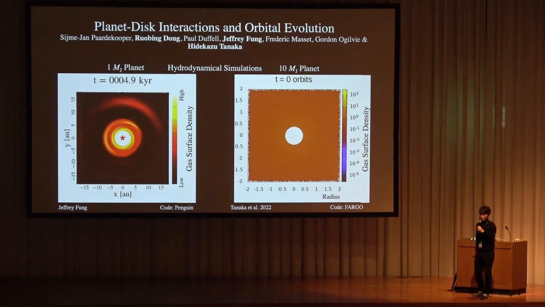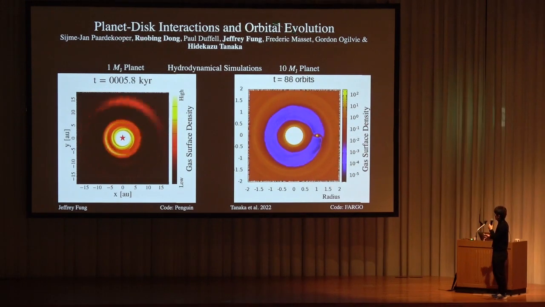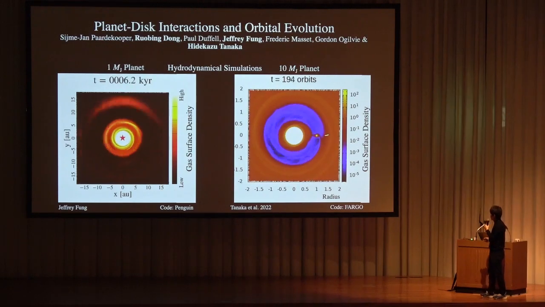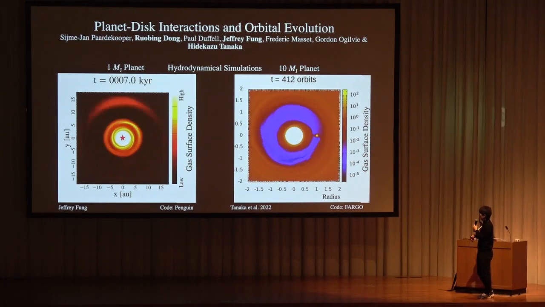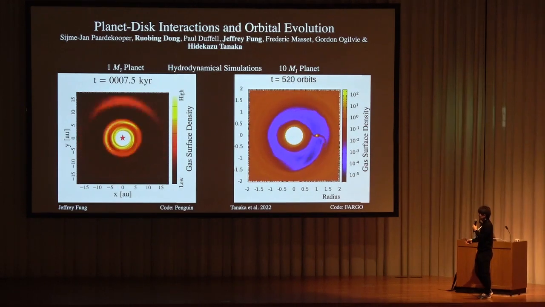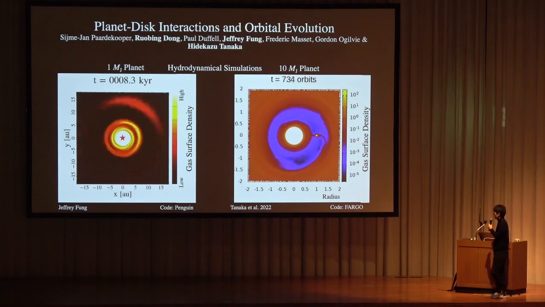They're not the only features, though. Sometimes you get additional features. So in the example on the right, the planet mass is 10 times higher. It also opens a gap, but this time the outer gap edge becomes eccentric, and we have an eccentric gap precessing around the star. So in both simulations, the planet is on a fixed orbit.